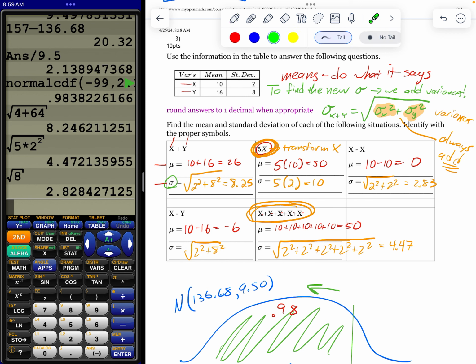So interestingly, that's what I did right there. So it's going to be the same answer. I don't even need my calculator.